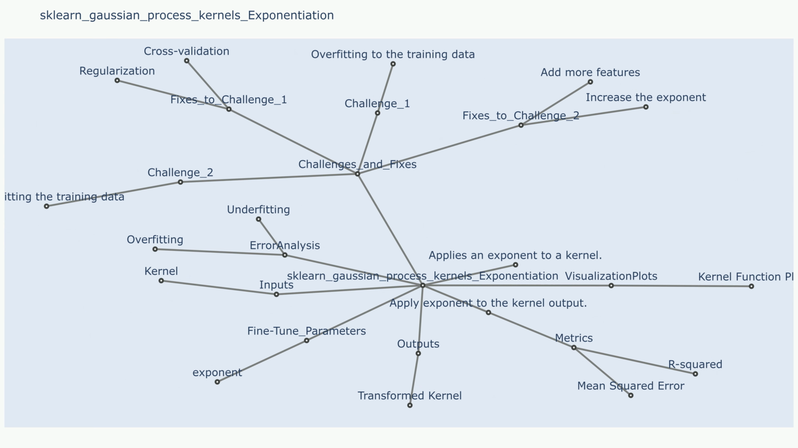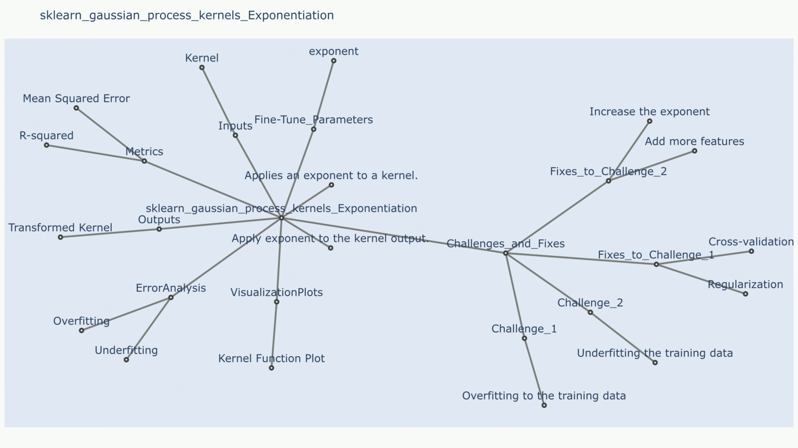Sample use case that resulted in challenge 1: training a Gaussian process regression model with a very high exponent on a noisy dataset. Fix: reduce the exponent to a lower value.